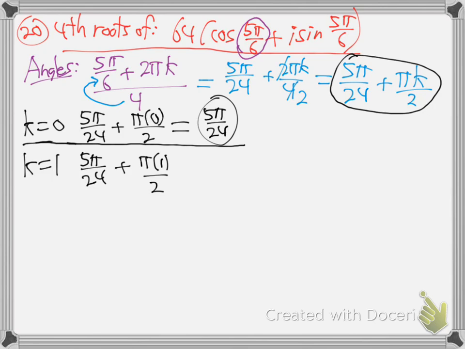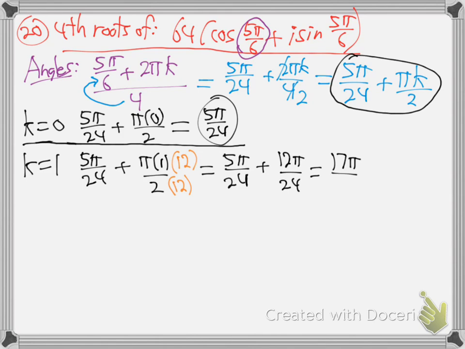We good to there? I want you to see this part. What are we going to do to add those two together? Common denominator, huh? So going to have to multiply top and bottom by 12, right? So we will get 5 pi over 24 plus 12 pi over 24, 17 pi over 24.